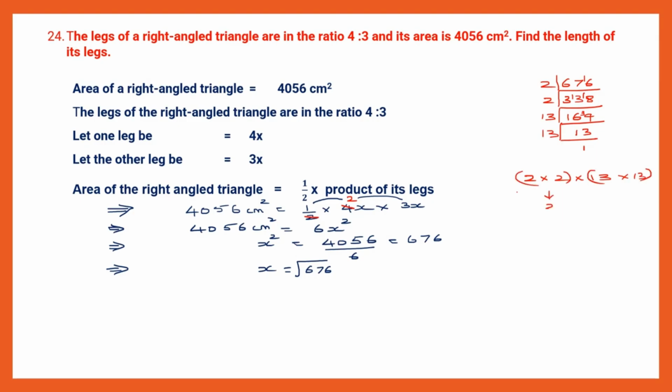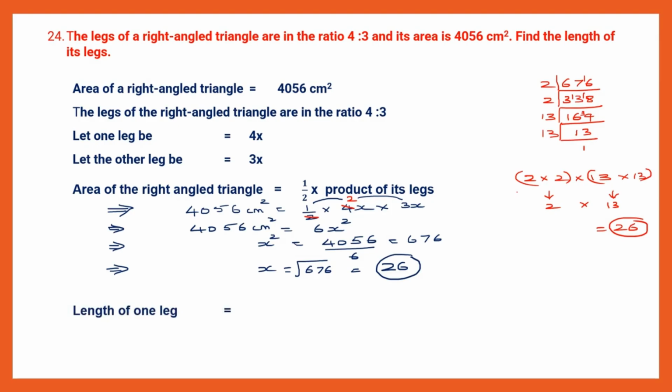So here I have 2 and here I have 13. So 2 into 13 is 26. So now we have found the value of x. X is equal to 26. With this, we can find the length of each leg.